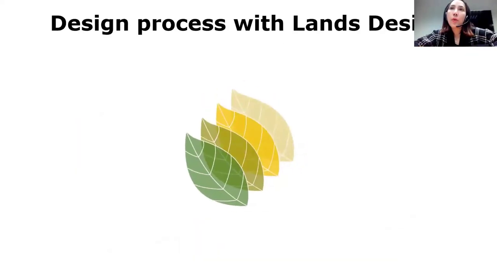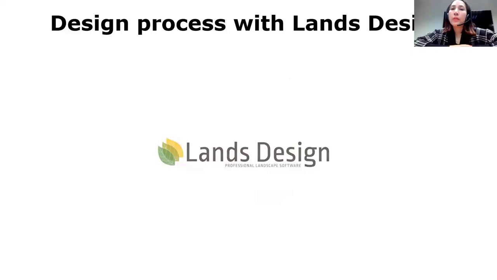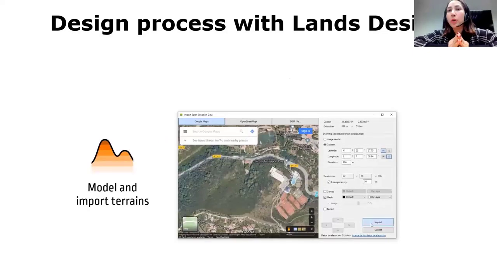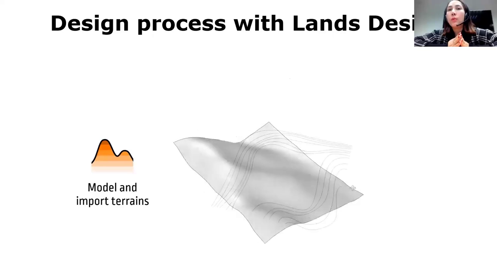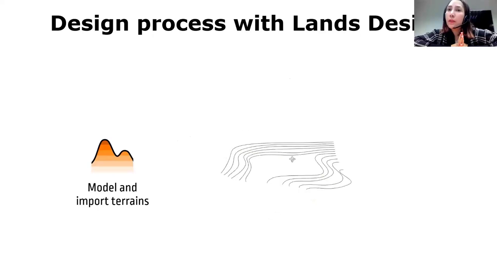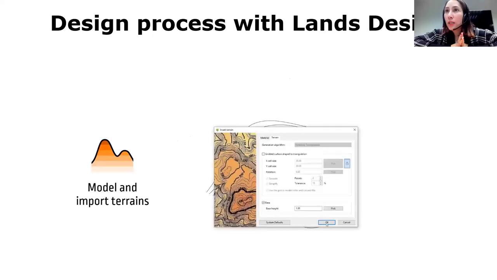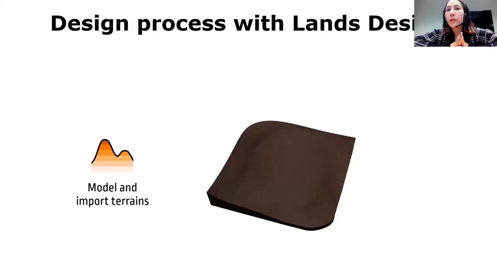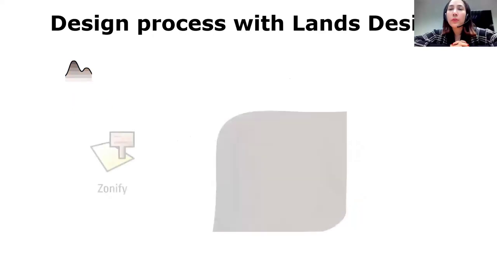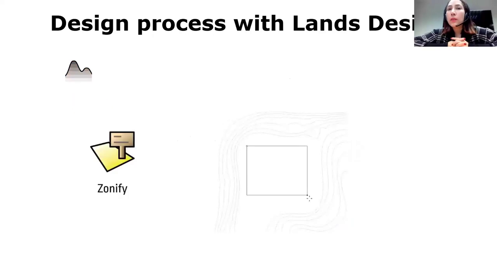This is the design process with Land Design. You may start the design by having the topography information, or by importing it by looking at the location on the map. Once you have topography, you can elevate the topography contours and create a terrain by using them. Once the terrain is created, you can modify it by control points. You can zonify the project into different zones.